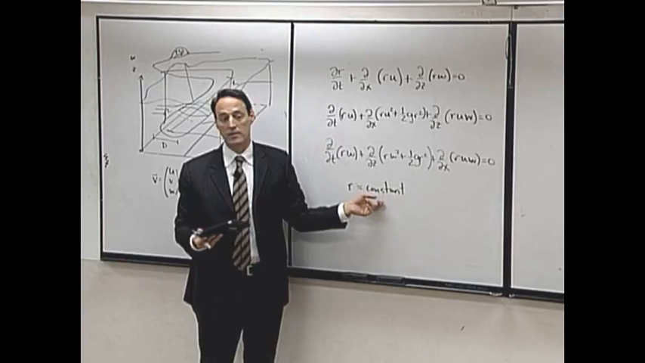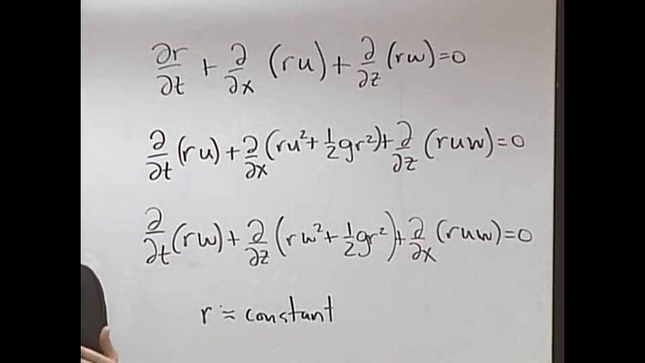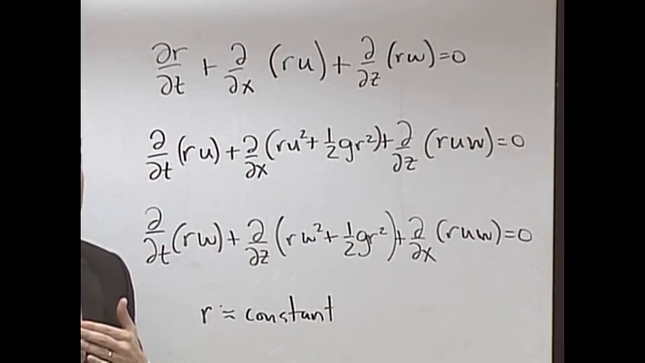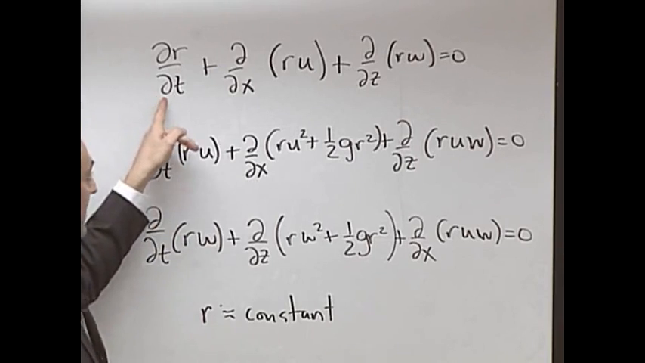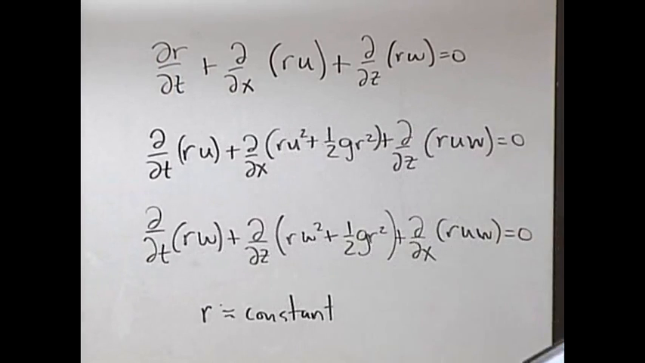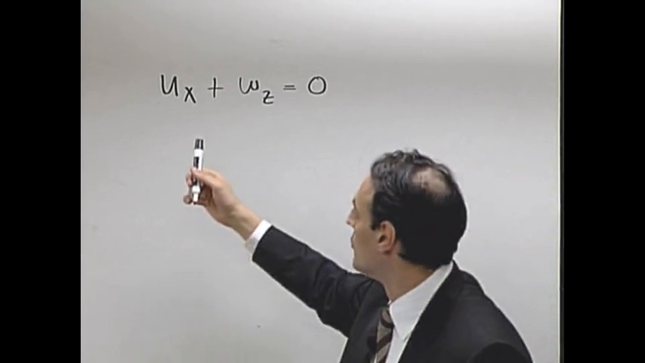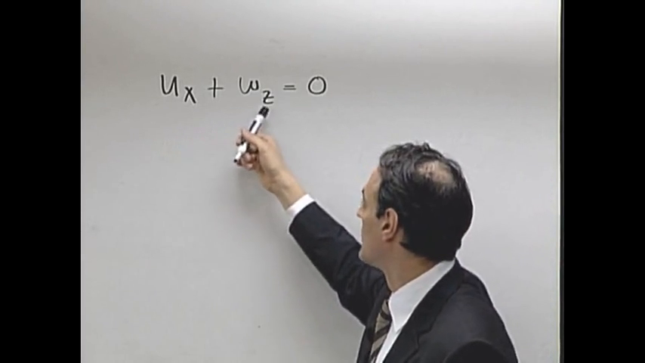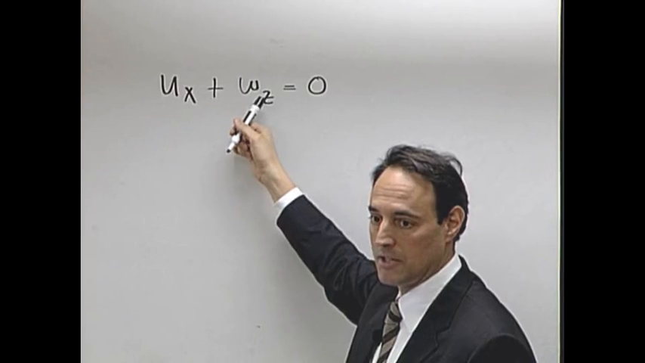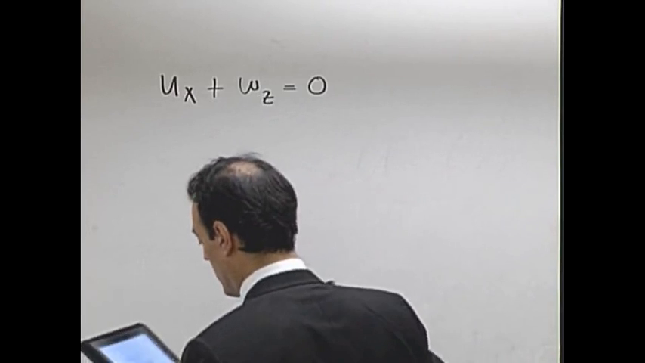Now, if R is constant, great things happen for you and for me, because then I can get a lot of things to go away. In fact, the first equation basically ends up with this: u_x plus w_z. This tells you that if you take the x derivative of u plus the z derivative of the w component of velocity, this has to be equal to 0. And this is basically our incompressible flow condition.